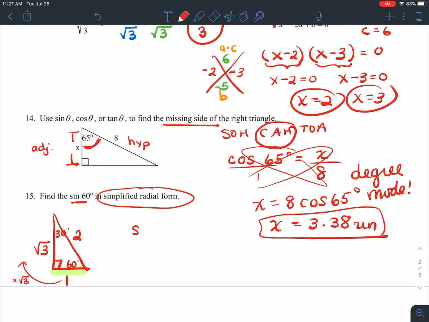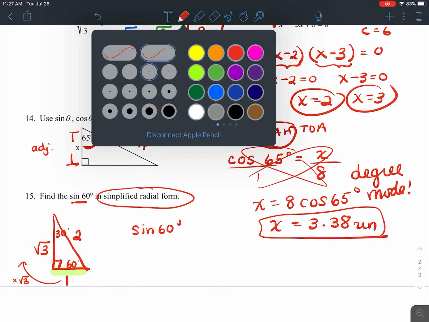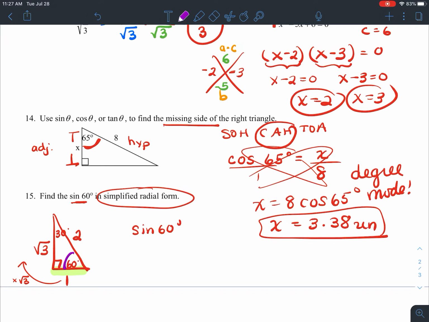Okay, now here's the question. What is sine of 60 degrees? Okay, so this is the angle. Remember, sine is SOHCAHTOA. That's opposite over hypotenuse. So I'm doing square root of 3 over 2. Right there is sine of 60 degrees as a simplified radical. Okay, that is the explanation of the review, the pretest there for you.